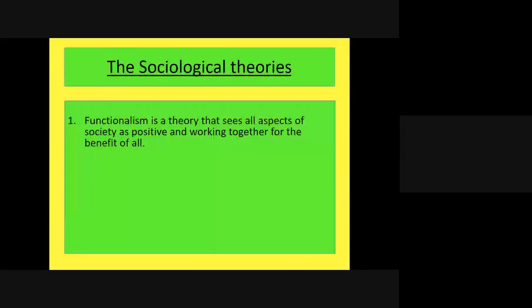So functionalism is one of the main theories which threads through all of the topics that we look at within sociology. And it's a theory that sees all aspects of society as positive and working together for the benefit of all. Okay, so functionalists have a very positive view of society. They think that everything works together. It's like one big system. Things work like clockwork, it all works together.